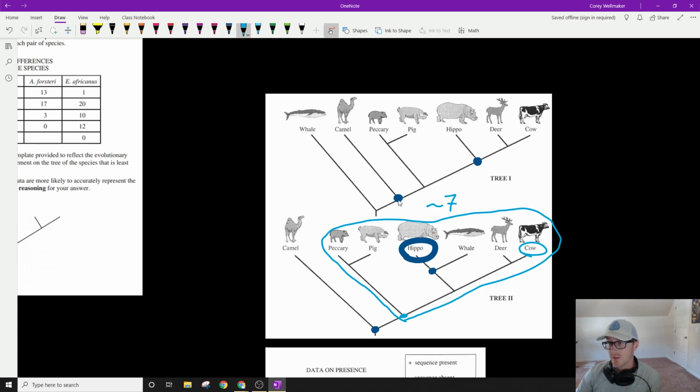Whatever the number of differences between the whale and the cow, it should be approximately the same no matter which lineage we analyze. But we already saw that that's not true for the hippo. The hippo and the whale, there were only 4 differences?